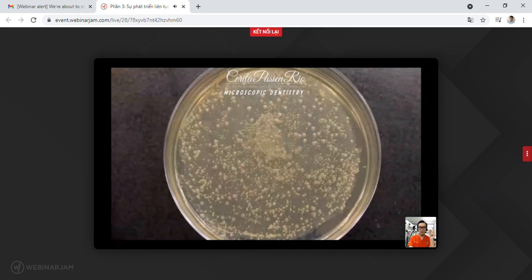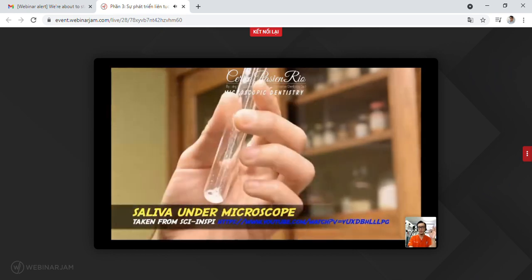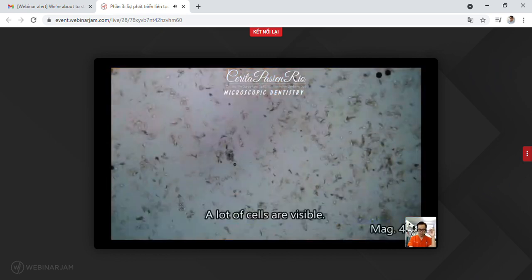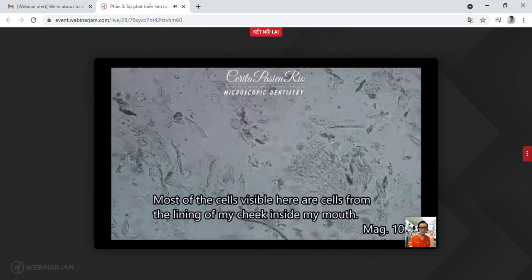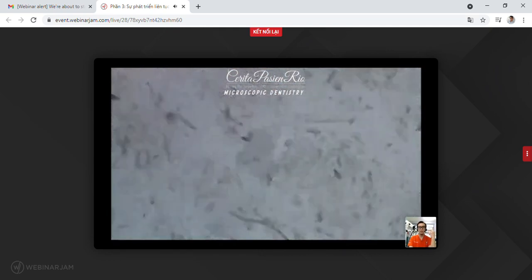But where does the bacteria come from during the operating procedures? This is coming from the saliva. So I want to give you some videos showing you how much bacteria there is inside a liter of saliva taken from your mouth.